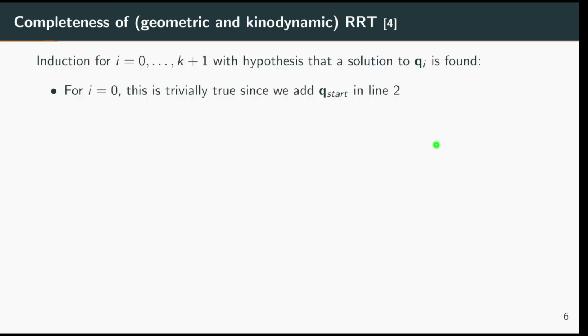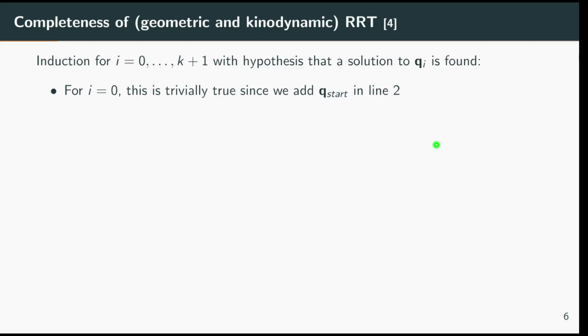And then formally, the proof is by induction. Induction proofs always have the same structure. You need a beginning, you need a hypothesis, and then you need the induction step. The hypothesis is basically these different discretized solutions from 0 to k plus 1, and we assume that we found a solution from the start to that particular discretized point.